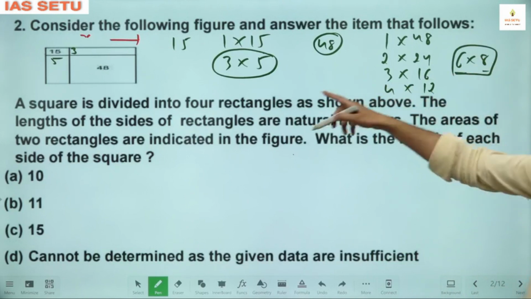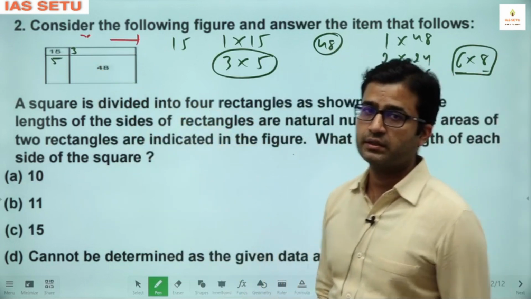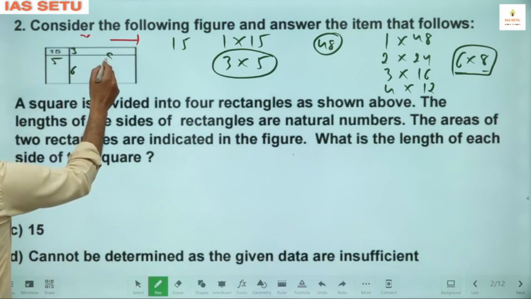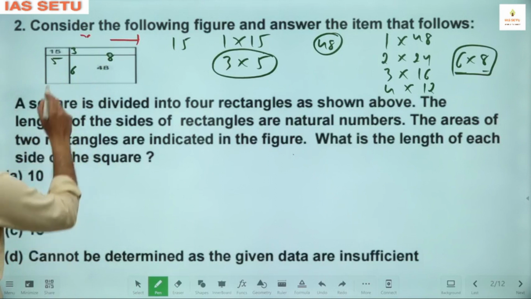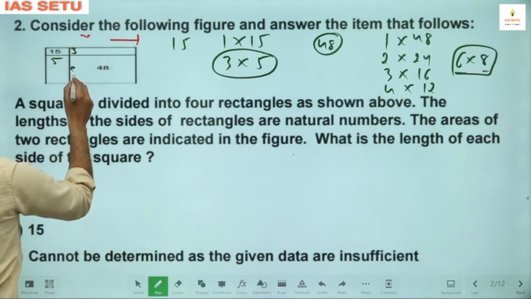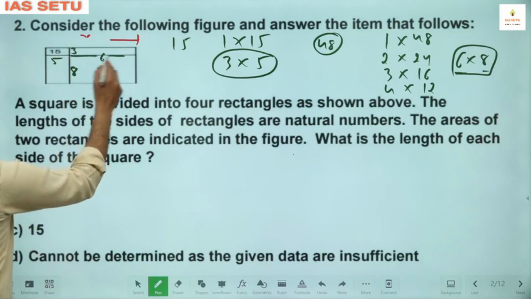So I assume that this rectangle's dimensions are 6 and 8. Then what I have to do, if I take 6 here, 8 here, then 3 plus 6 becomes 9, 5 plus 8 becomes 13. Otherwise, you take it as 8 and you take it as 6. So this side 6, this side 8.